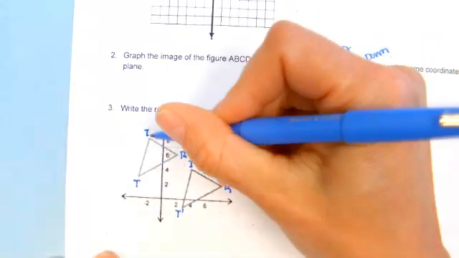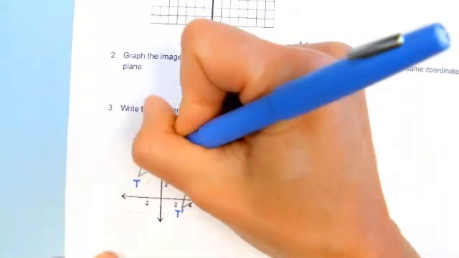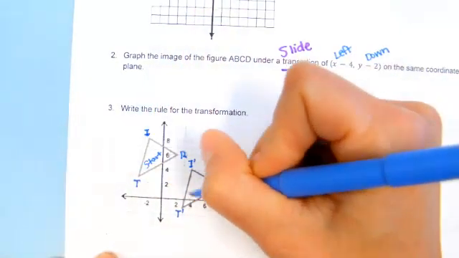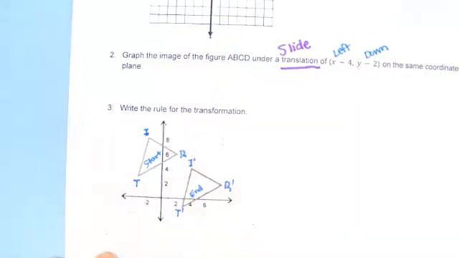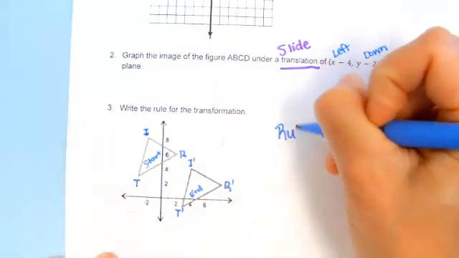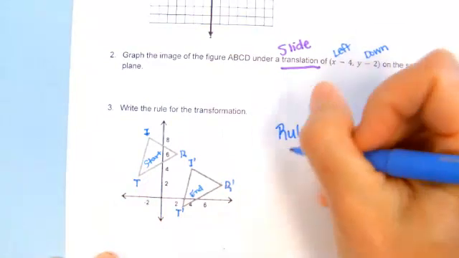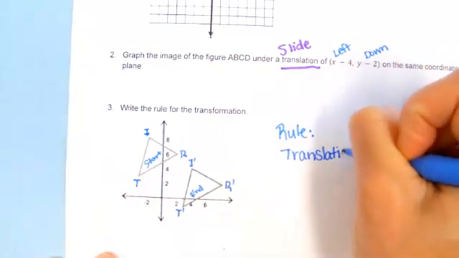Okay, so what that means is this one does not have the prime signs on the top. So we're going to start here and we want to land on this one. This would be where we end. So we want to write the rule. So we write the word rule. And then we have to say, what is happening here? So this, I can see it did not flip. It did not turn. So we say this is a translation, because we know that it slid.